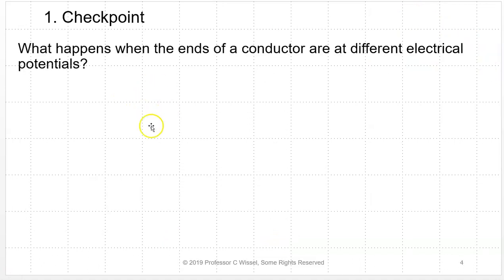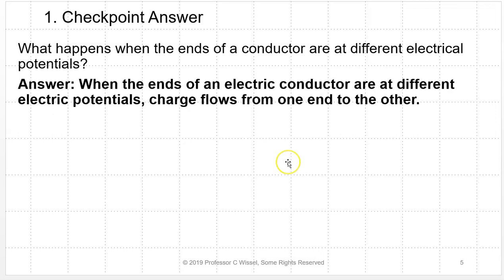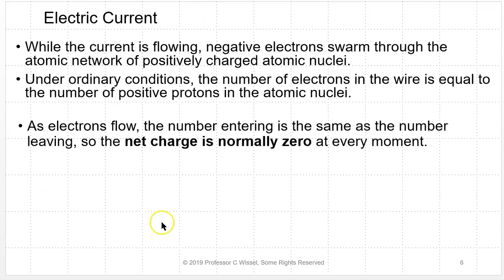What happens when the ends of a conductor are at different electrical potentials? When the ends of a conductor are at different electrical potential, the charge will flow from one end to the other, from the high potential to the low potential. While the current is flowing, negative electrons will swarm through the atomic network of positive charge atomic nuclei. Under ordinary conditions, the number of electrons in the wire is still equal to the number of positive protons in the atomic nuclei. As the electrons flow, their number entering is the same as the number leaving. So in other words, out equals in. So the net charge is normally zero at every moment.